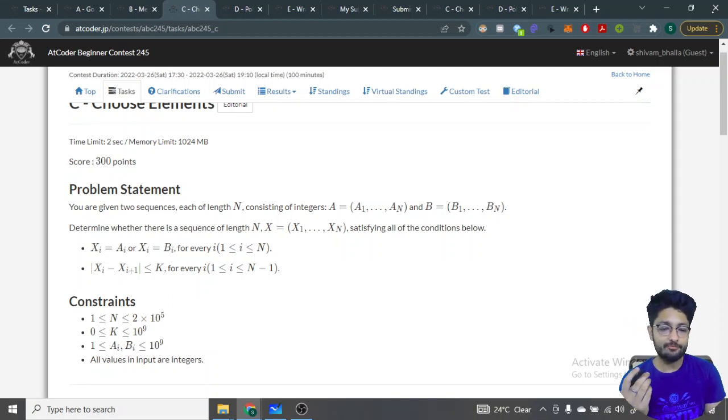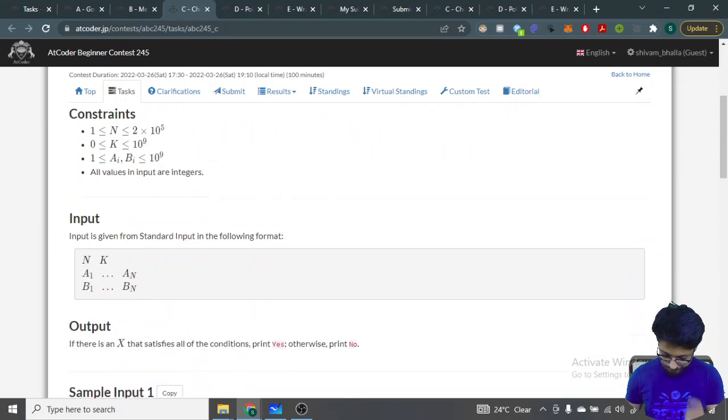Now determine whether there is a sequence of length n, a1 to an, that you can build such that it satisfies both conditions: every ith number is either ai or bi, and the difference between any two consecutive numbers is less than or equal to k. Can you build such a sequence?